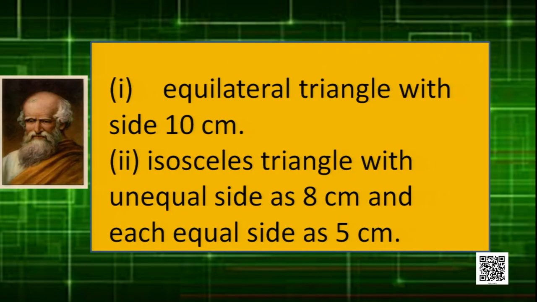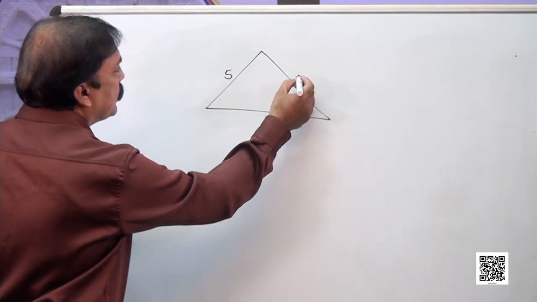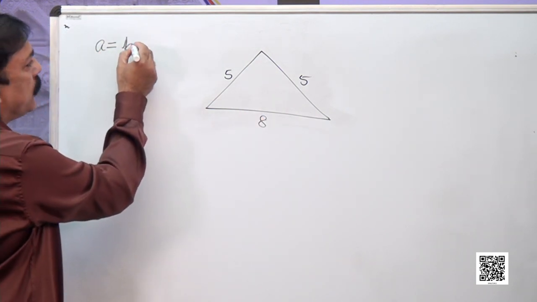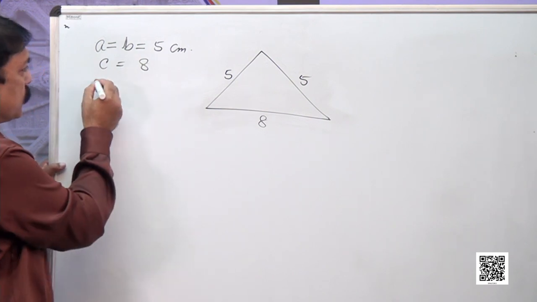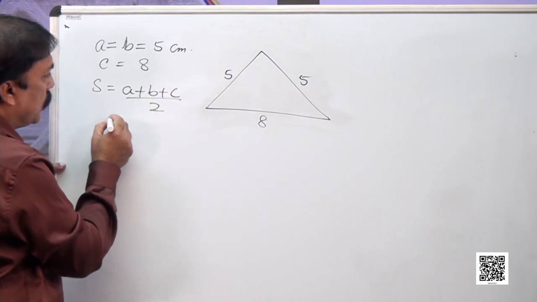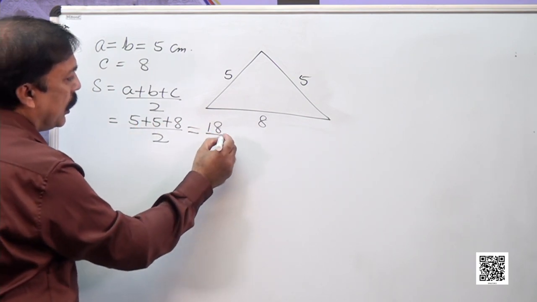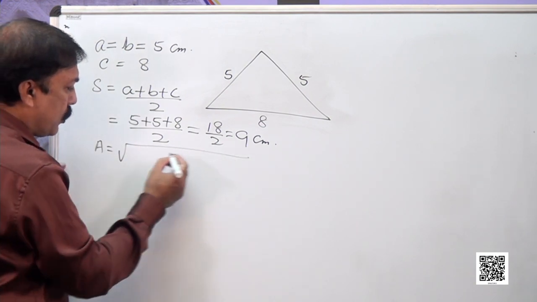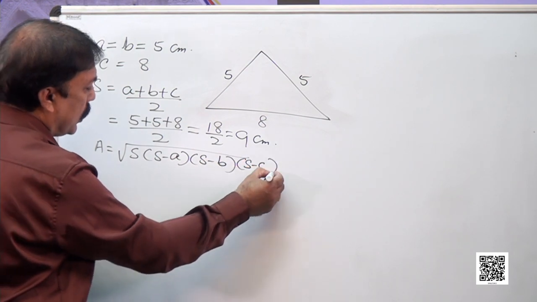Now in case of isosceles triangles, what we have taken already using the basic formula. As we discussed about the isosceles triangle, this is the isosceles triangle with 5 centimeter two sides and the third side is 8. So A is equal to B is equal to 5 centimeter and C is 8 centimeter. So S is equal to (A plus B plus C) by 2, that is (5 plus 5 plus 8) by 2. So here it is 18 by 2, that is 9 centimeter. And what is the area? Area is square root of S into (S minus A) into (S minus B) into (S minus C).